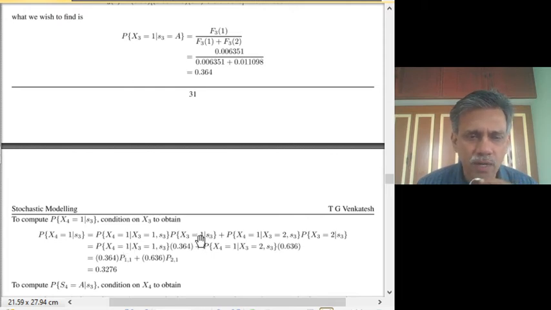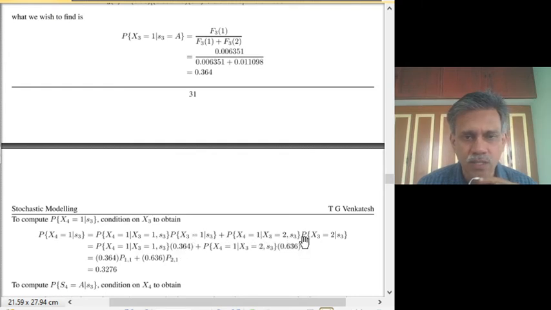And what is this quantity? S3 equal to 1 given S3, and that is what we figured out here. So that is not directly obtainable from F's, you have to find this one. So this is what we have got as 0.364.